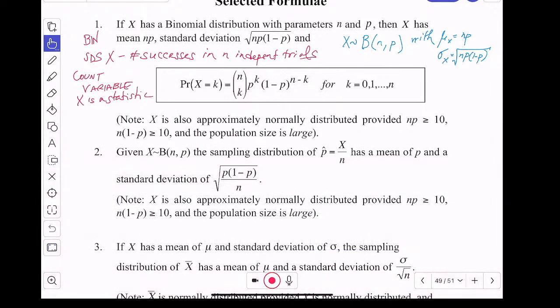Okay, and so number 1, I say everything that we've been using, and then x is approximately normally distributed provided np is greater than or equal to 10 and n times 1 minus p is greater than or equal to 10. And I mentioned that the population size is large. This is another criteria that is required for the theory to work. So usually if it's not stated, you assume it. Notice I don't talk much about the population. That's an assumption that the population is large for all of these results to be true.